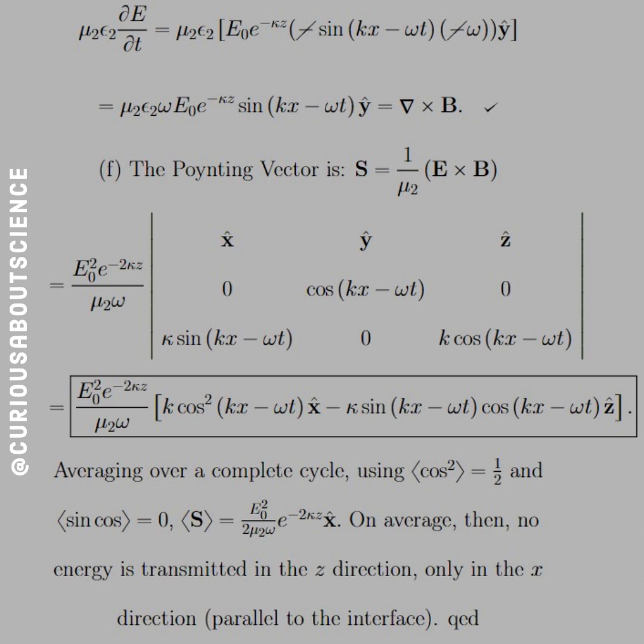Again, that's the direction it's propagating. Kind of makes sense. So averaging over a complete cycle using cosine squared equal 1/2 and the product of sine and cosine equals 0, we see that the x hat direction is the only direction where energy is being propagated over the average cycle. So on average, then, no energy is transmitted in the z direction, only in the x direction, parallel to the surface. What a remarkable result, and there are several papers on this that are actually quite interesting.